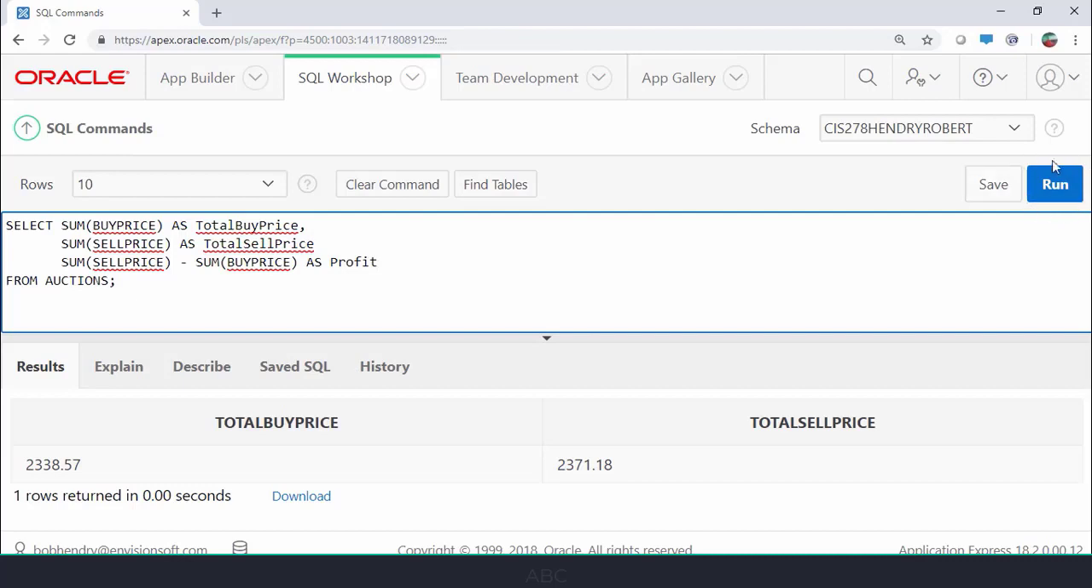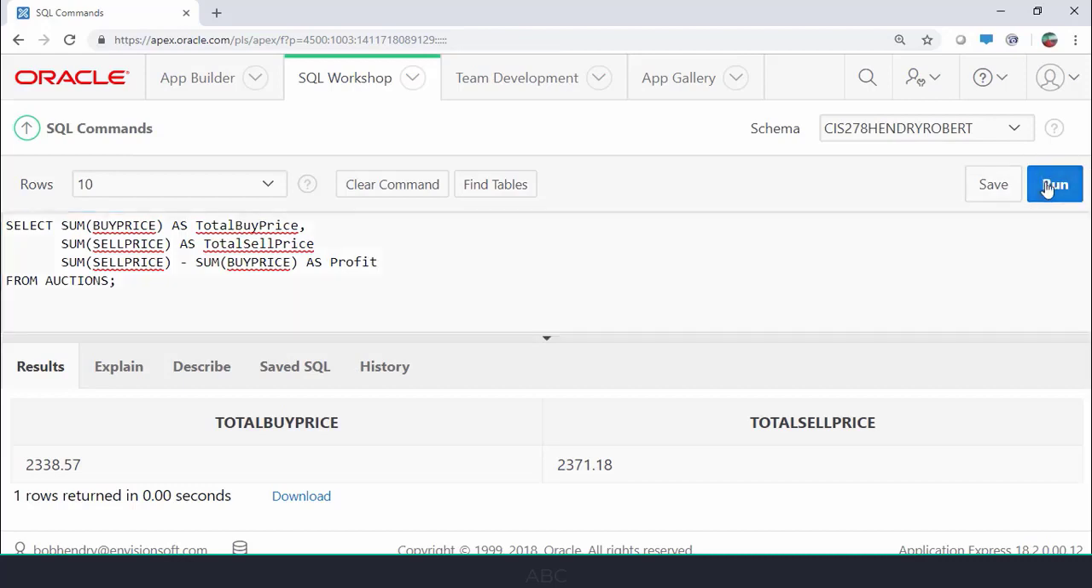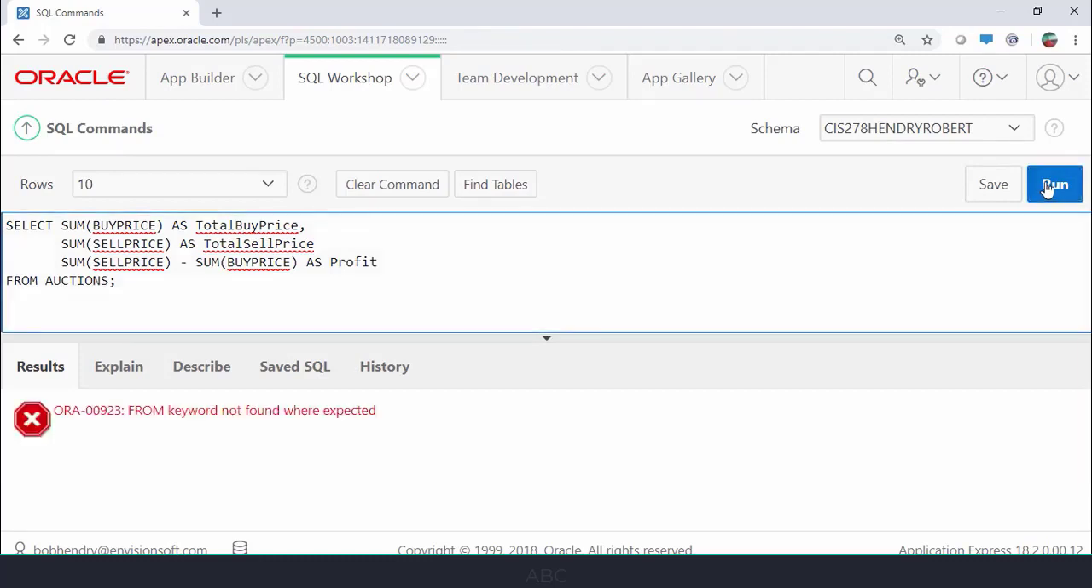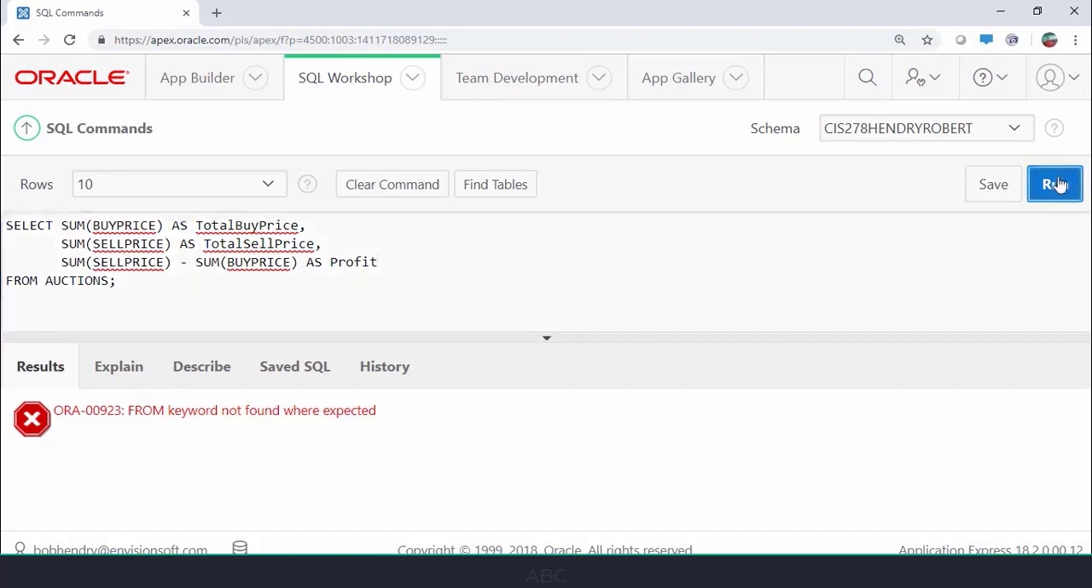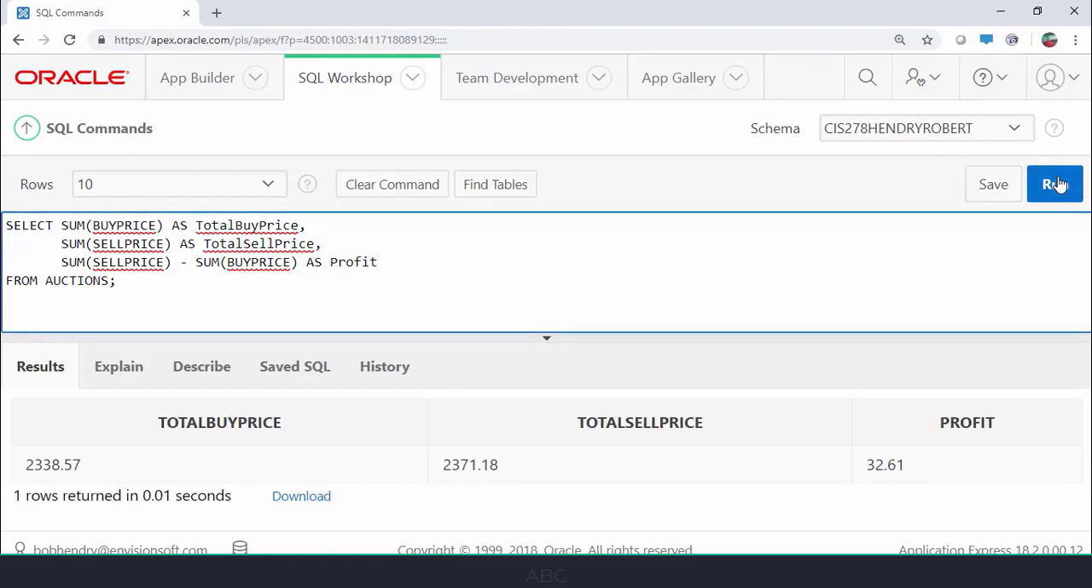Now, when you run this, you may get something a little unexpected. First of all, I need to put a comma here. Remember, we need commas after each column. So let me add that. And there we go. So here's the solution. We have the total buy price, the total sell price, and then what your profit margin was. We made $32.61. It seems to be an awful lot of work to make $32.61, but that's what we did.